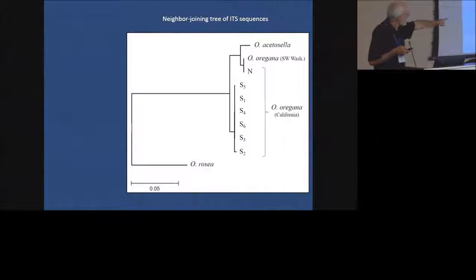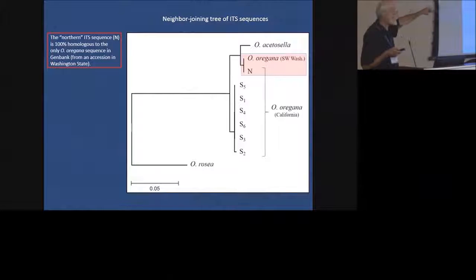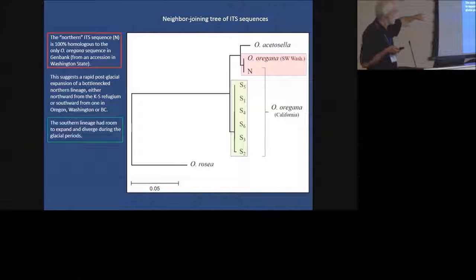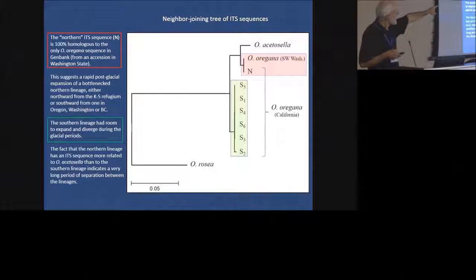Now, finally, an interesting thing here: I did the phylogenetic tree. It turns out the northern genotype that I have is exactly the same as a genotype from an accession in Oregon that I got off GenBank. Exactly the same. So I think these two are highly related, and there must have been a bottleneck that reduced it down to this one sequence, and they have since spread very rapidly. In the south, they had more room, perhaps greater populations, to diverge. And also, you notice that the northern type is more related to a different species than it is to the southern lineage, which indicates that these have been separated a long time.